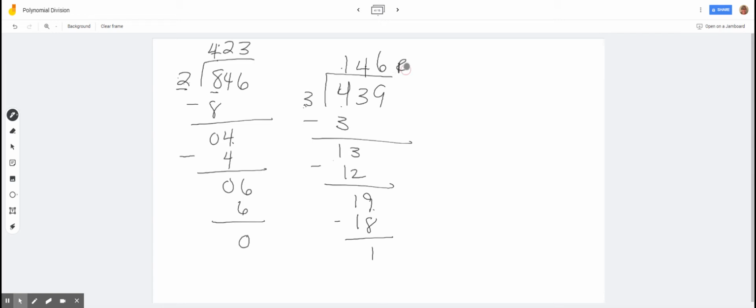Now, when you were really little, you would put remainder 1, and we're going to do that today with polynomials. Okay? And then when you got a little older, you got to say this: 146 and 1/3. Or we could even say 146 plus 1/3, right? We are going to use both of these forms today with polynomials. When you have a remainder, you can either add it or you can just put remainder.